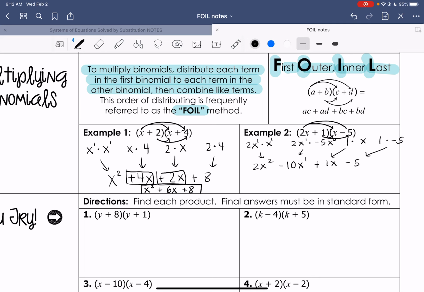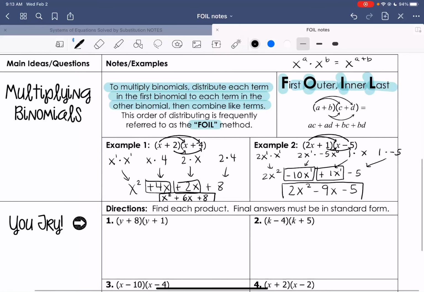So now we need to combine like terms. So the 2x squared doesn't have any friends. We're going to leave it as that. But then we have negative 10x to the first plus 1x to the first. So that's going to leave us at negative 9x. And I'm not going to write the first because we want to write it in simplest form. And then that minus 5 will just be brought down. And that is the answer there.